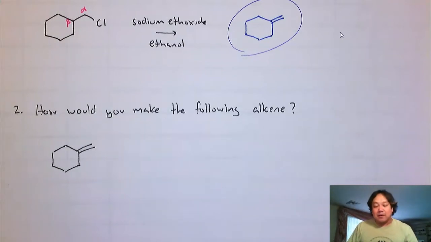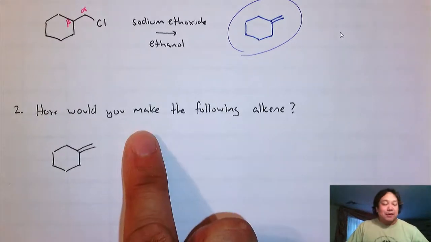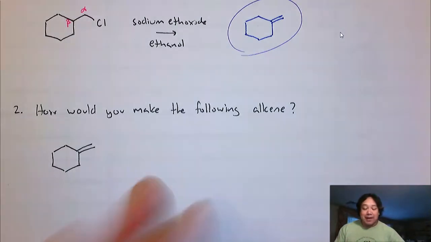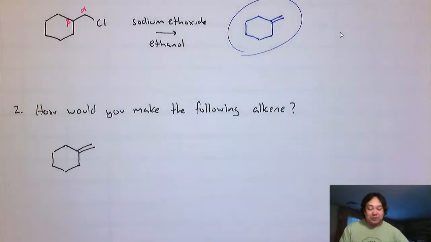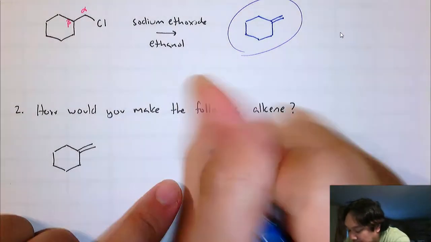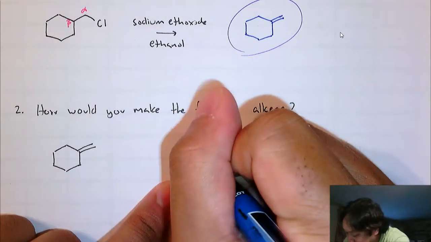So we know that we can make an alkene from an alkyl halide. See, the problem isn't even giving you that clue. You should know that by now. To make an alkene, we start from an alkyl halide, and we do an elimination.